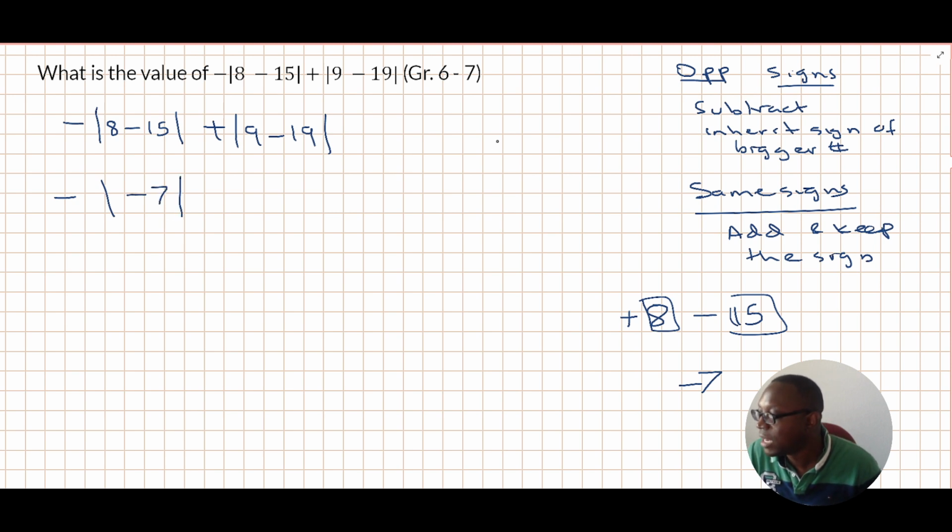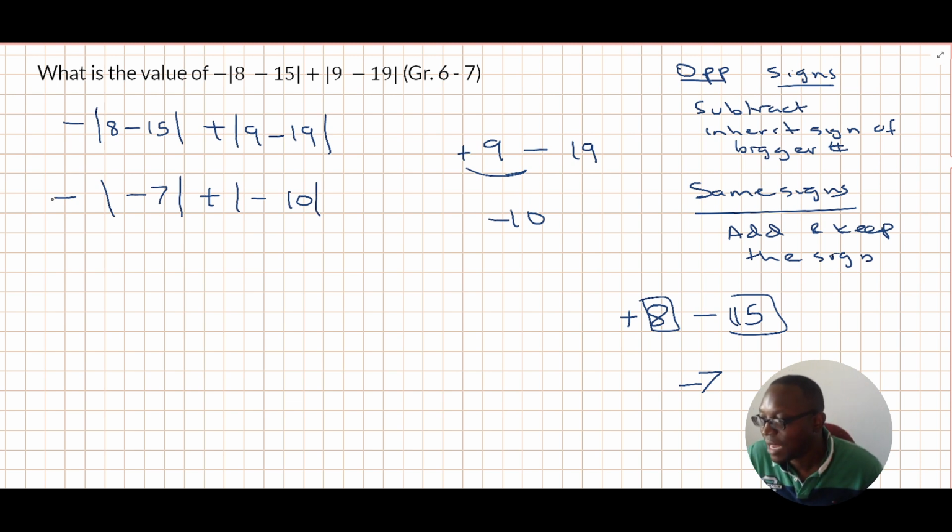And then same for 9 minus 19. We have different signs here, and so what we're going to do is subtract 9 from 19. That's going to give us 10. And we're going to inherit the sign that is in front of the larger number, which is negative. So this is going to give us plus negative 10.